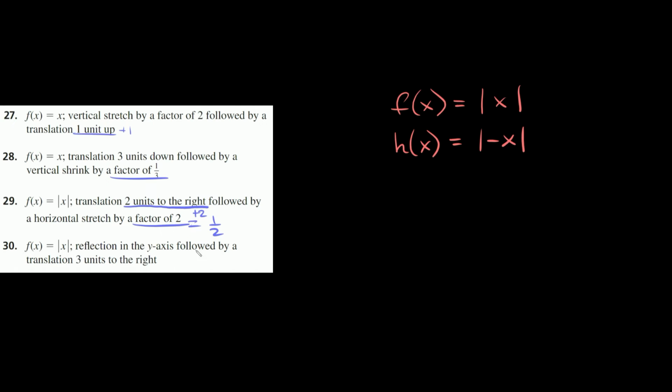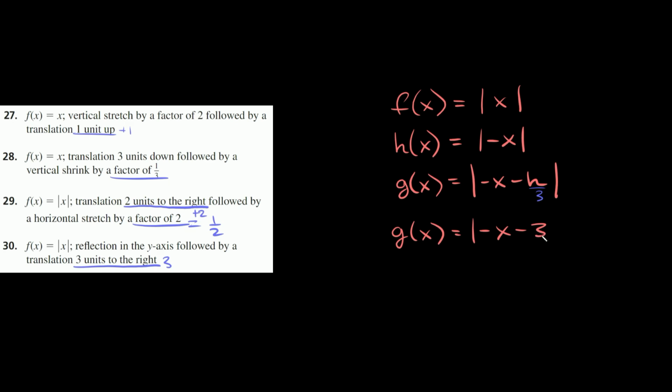Now it says followed by a translation 3 units to the right. So whenever we move side to side, we're going to have that x minus h, right? So here we're going to have g of x is equal to the absolute value, and then in this case, we're going to have negative x minus h, like that, right? So it says 3 units to the right, so that would be a positive 3. So we're going to plug in a positive 3 right here for h. So then g of x is equal to the absolute value of negative x minus 3.